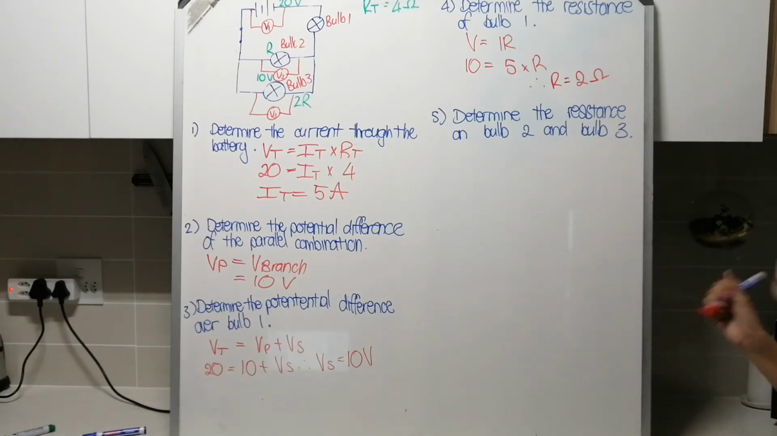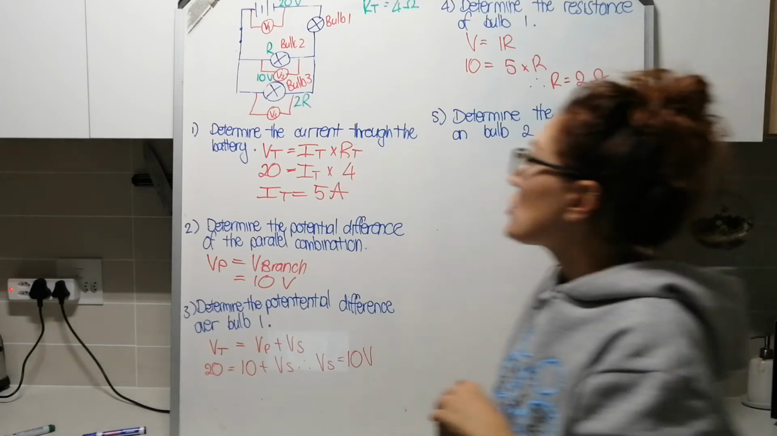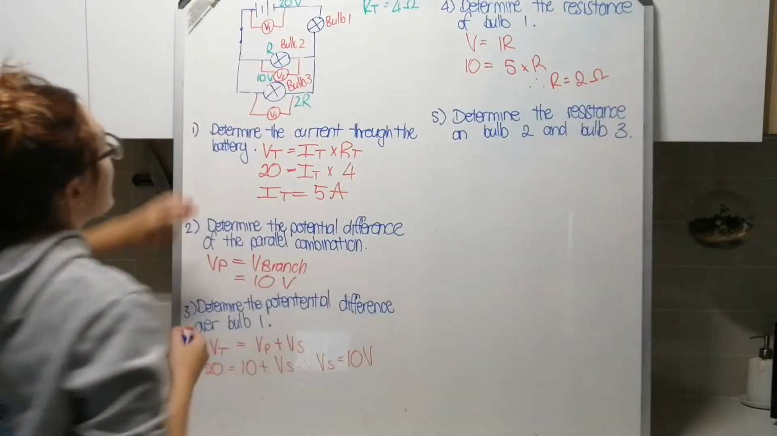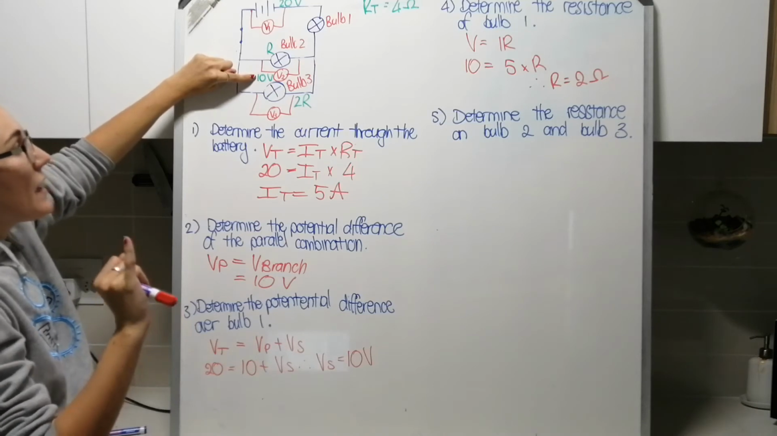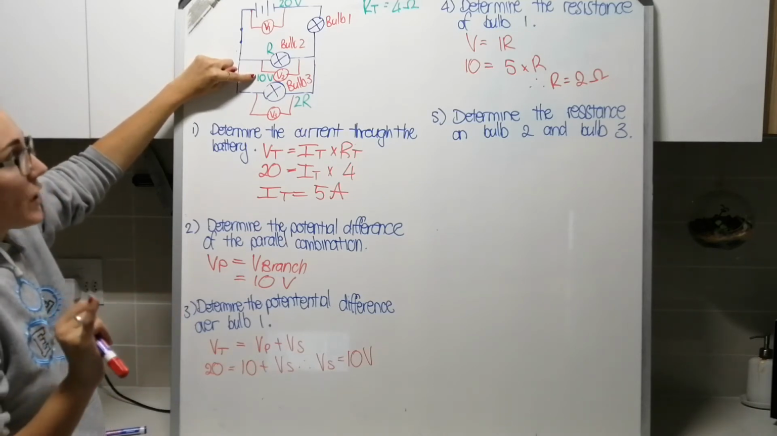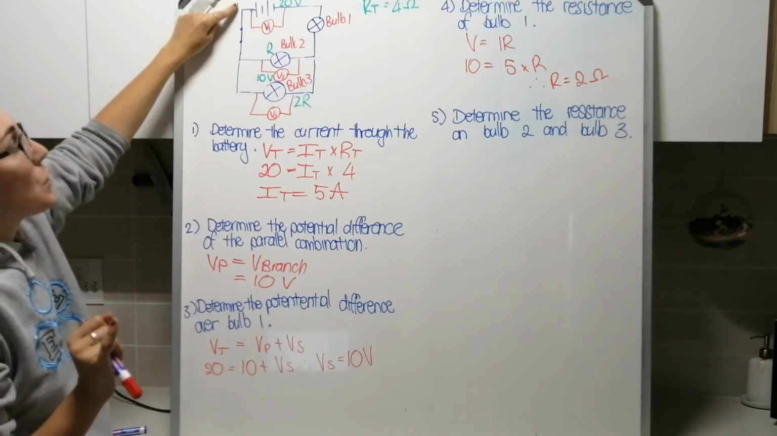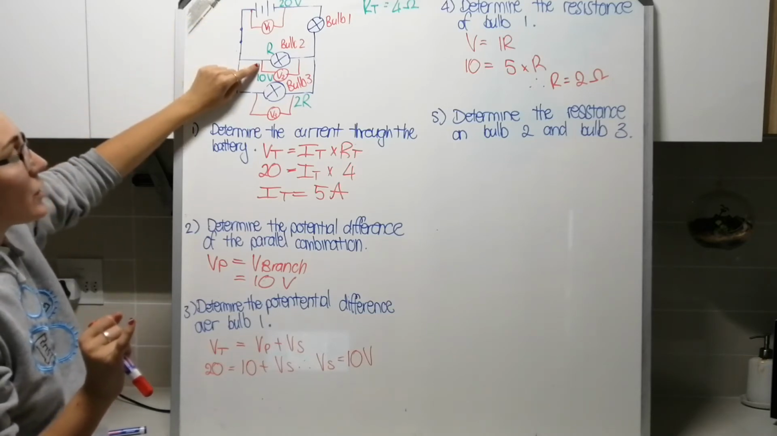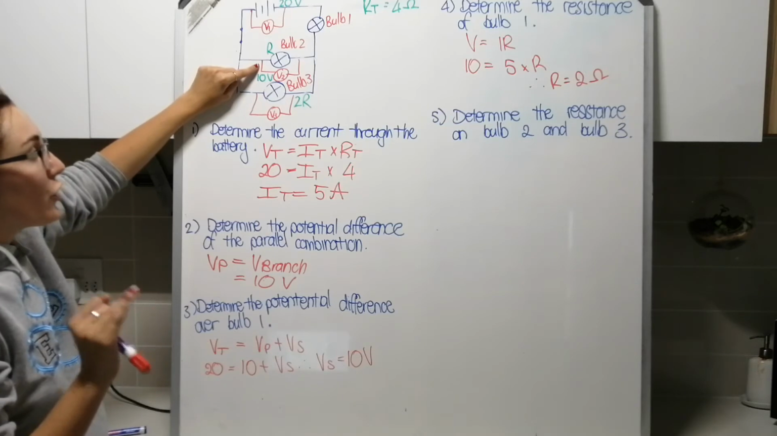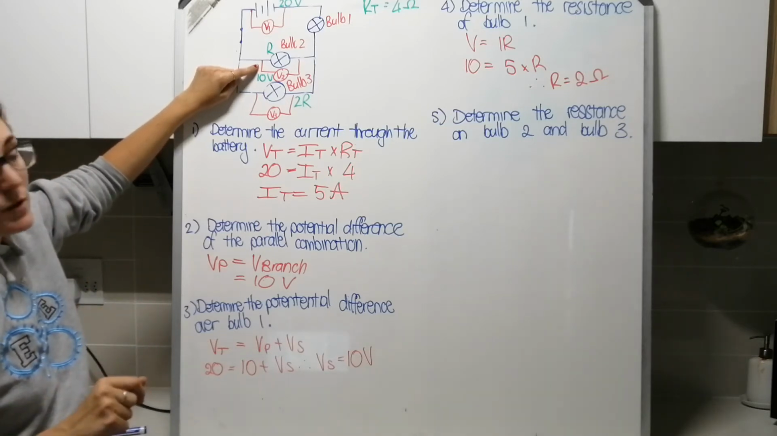Okay, then question 5, this one's a little bit trickier, so we need to determine the resistance of bulbs 2 and 3. Okay, so we can either use Ohm's law, so let's look for bulb 2. I know the potential difference. I do not know the current, right? We don't know how the current is split. We know we've got 5 amps, but we don't know how many of those 5 amps have gone this way. And we also don't know its resistance, so we can't use Ohm's law.